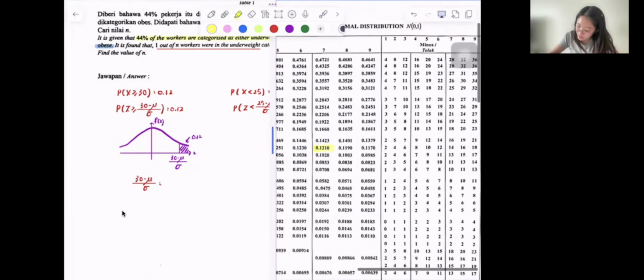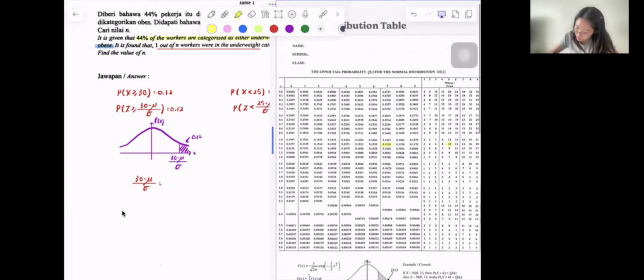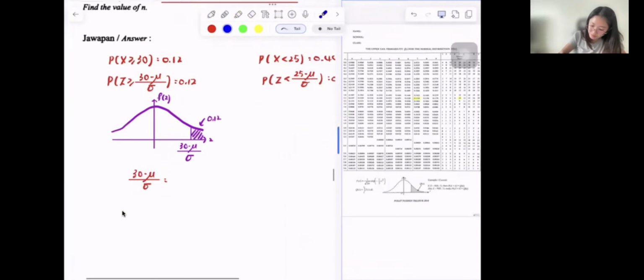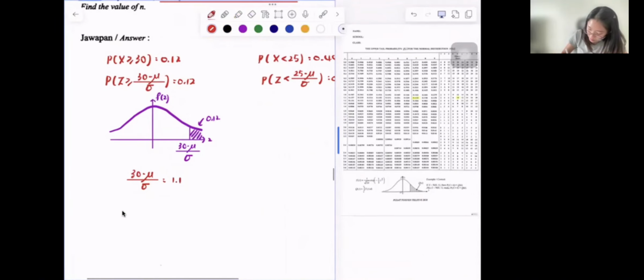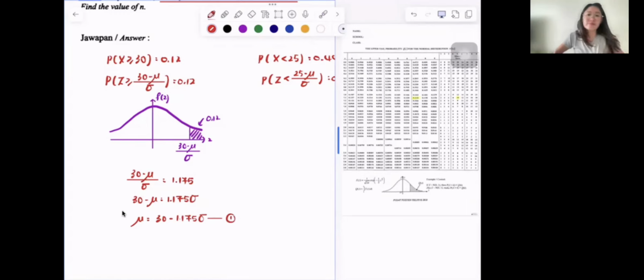You have to minus 10, right, behind. So minus 10 here. Then read it back to your z-score. This is 1.175. So you can write it here. 1.175. So 30 minus mean equals 1.175 standard deviation. Since we are doing simultaneous equations later, let us get mean out as the subject. Sorry, this one should be mean equals 30 minus 1.175 standard deviation. So that's your equation number 1.